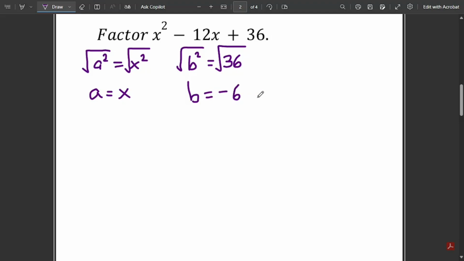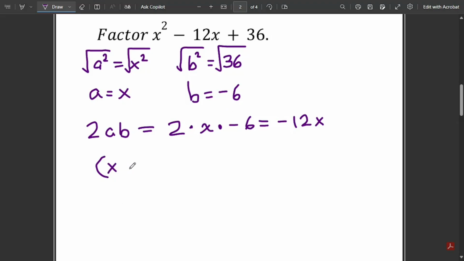And as you get more practice with this, you'll pick this up a lot quicker and know which one to choose. So 2ab, that's going to equal 2 times x times negative 6, which is negative 12x, which is our middle term. So this is a perfect square trinomial, so we can factor it. We can just write x plus negative 6 squared, a plus b squared. So x, because we have plus and negative 6 is the same as just minus 6. So x minus 6 squared is our factored form for this one.